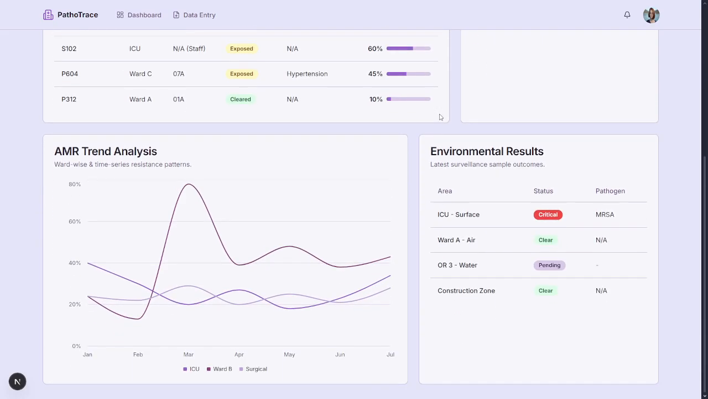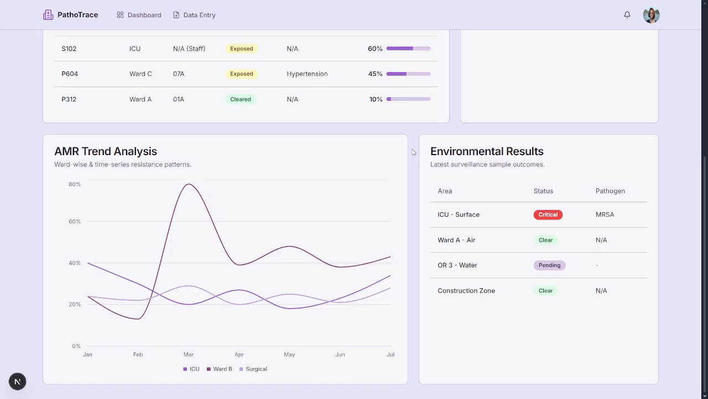Last, below we have the environmental results which have been displayed based on the data entered by the environment surveillance team. And on the left, we have the antimicrobial resistance trend analysis. So if you look at the graph, we are getting a clear idea of how the resistance pattern is different in different regions, be it the ICU, the ward, or the surgical unit.